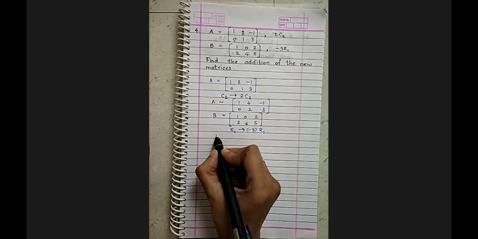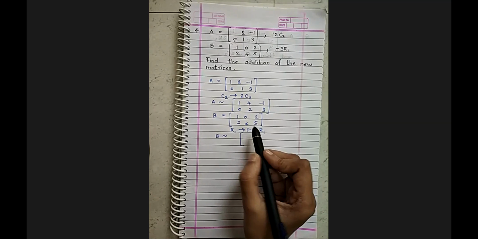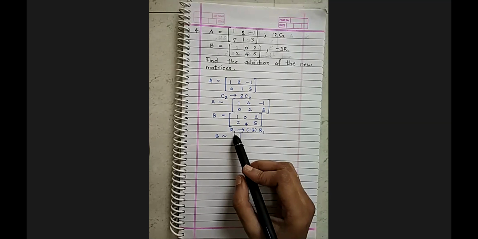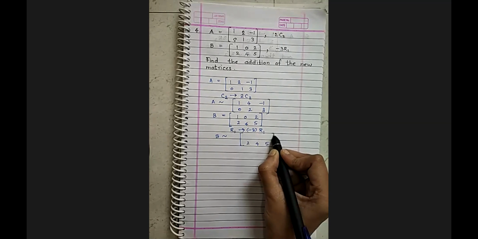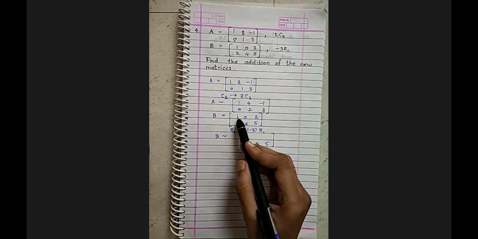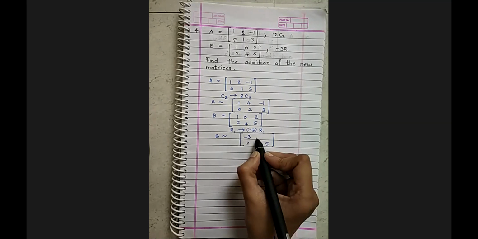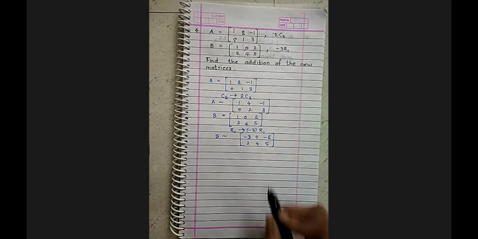So let's do that. So what you will get, which is your first row, you're doing the changes in the first row. So please write your second row elements as it is. Now 1 into minus 3 is minus 3, right? 0 into minus 3 is 0 and 2 into minus 3 is minus 6. So this is your B.